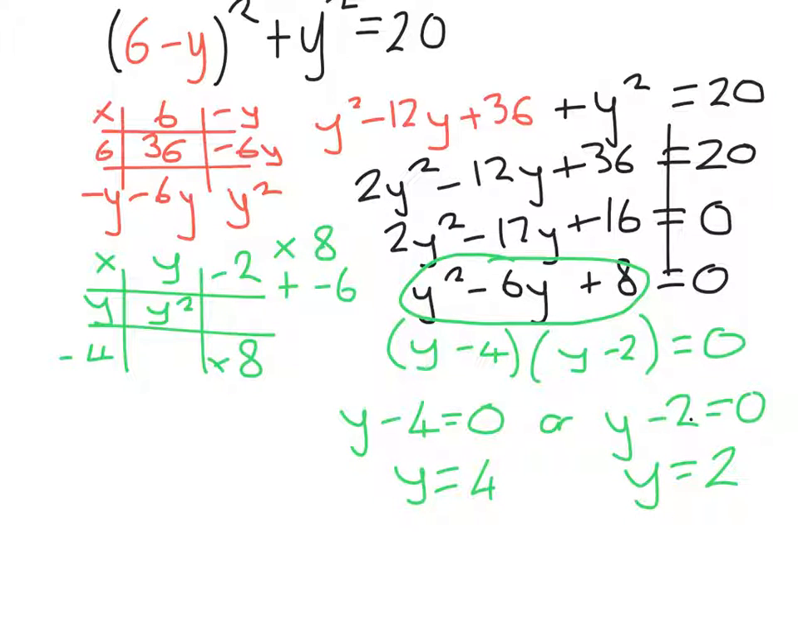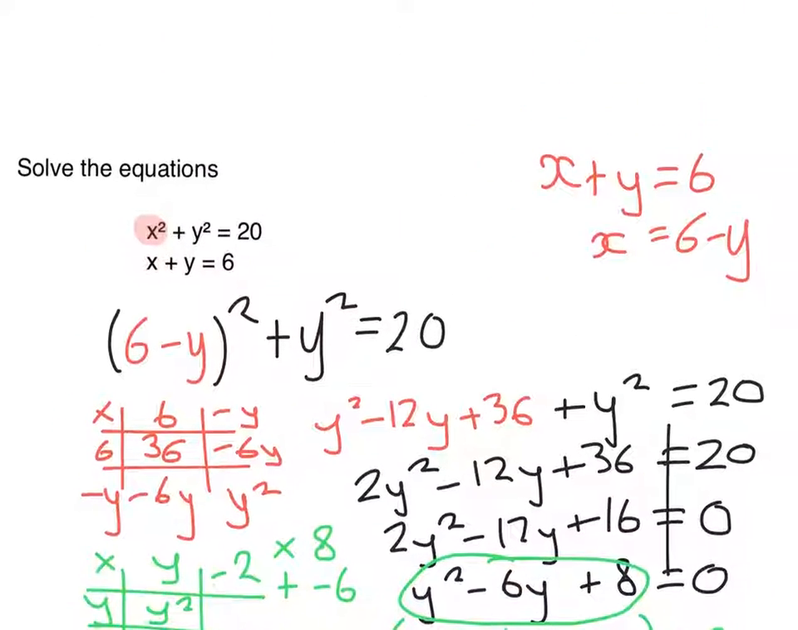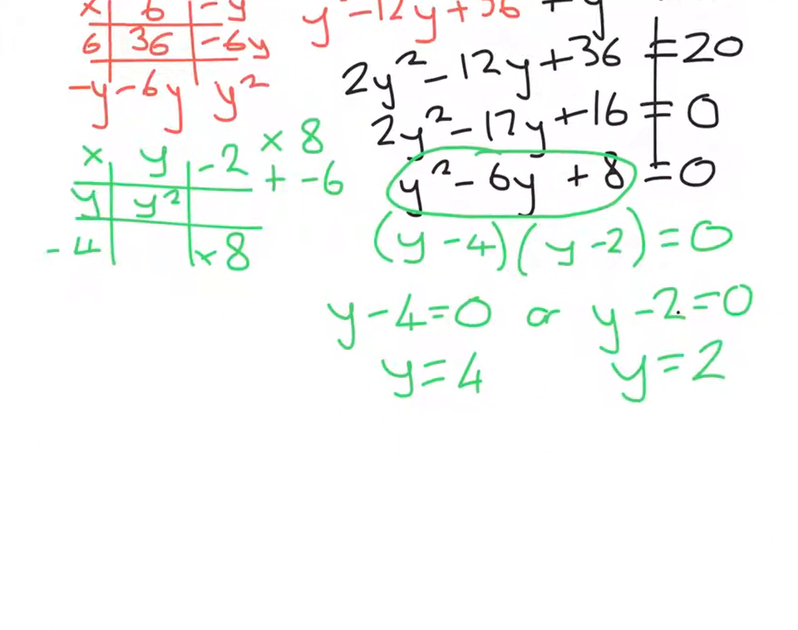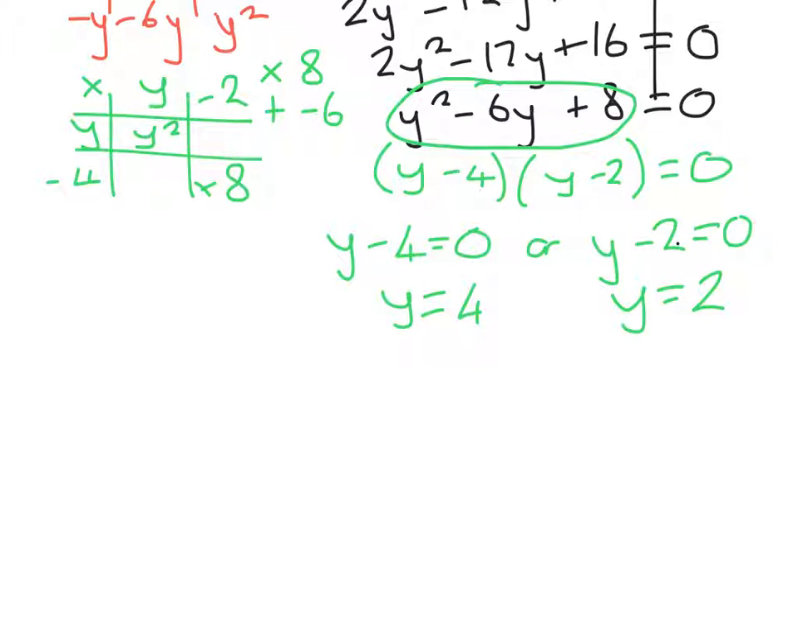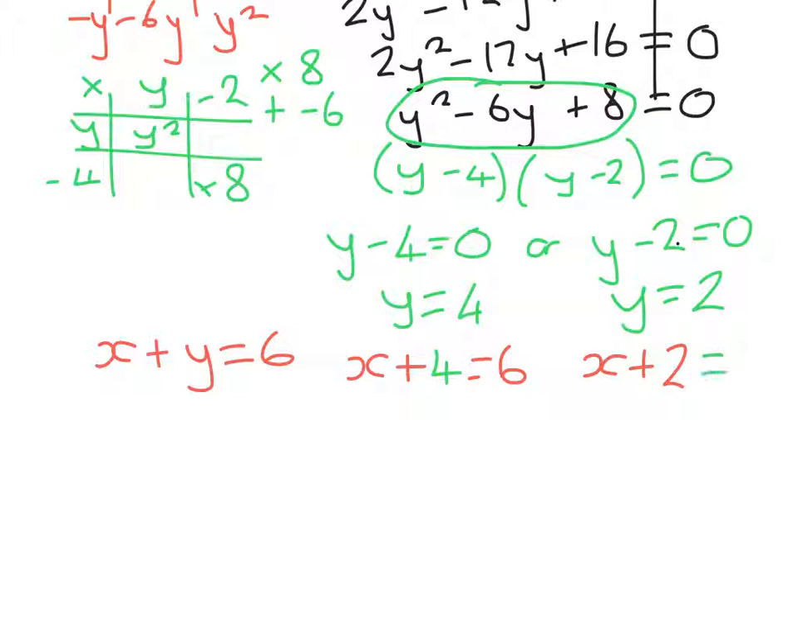However, we haven't finished, we've only found our values for y. So I'm going to go back and figure out what the easiest equation is to substitute those into, and it's x plus y equals 6. If I copy that down, x plus y equals 6. So there's going to be two values. So when y is 4, x plus 4 is equal to 6. And when y is 2, x plus 2 is equal to 6.